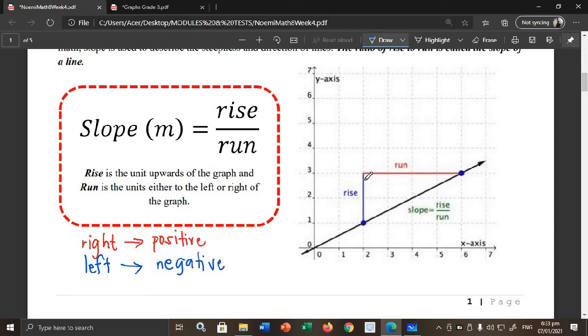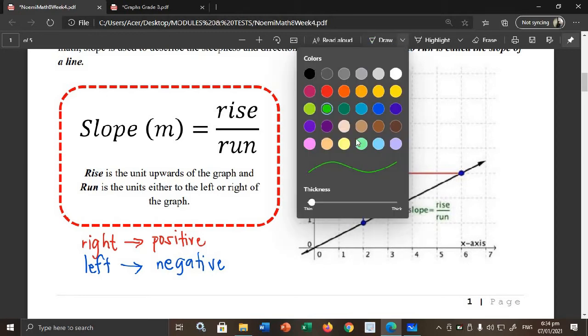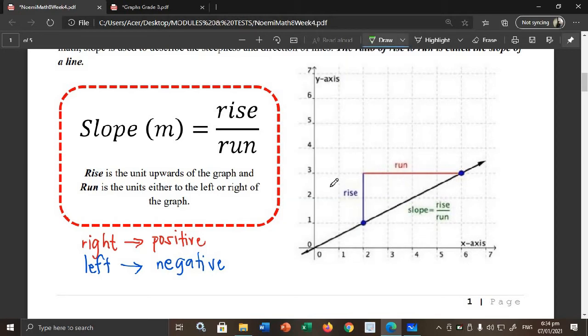Okay, so in this example, the value of our rise here is 2 units upwards. Kasi upwards lang naman yung rise, no? Wala namang nagra-rise downwards. Lagi siyang pataas. So it is always positive yung rise. So lagyan natin ng label. So it is 2 units upwards. And then yung run natin is to the right, so it is positive. Therefore, let's count 1, 2, 3, 4. So it is 4 units to the right.